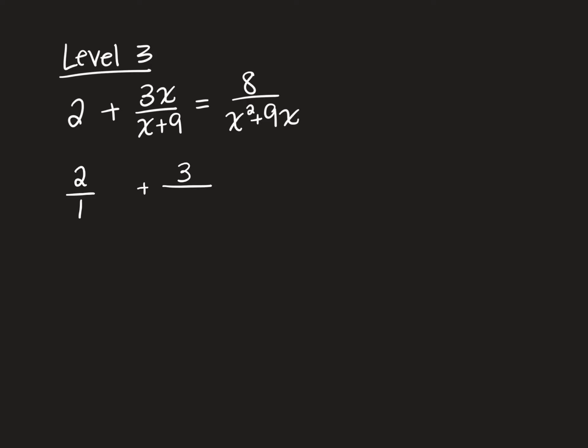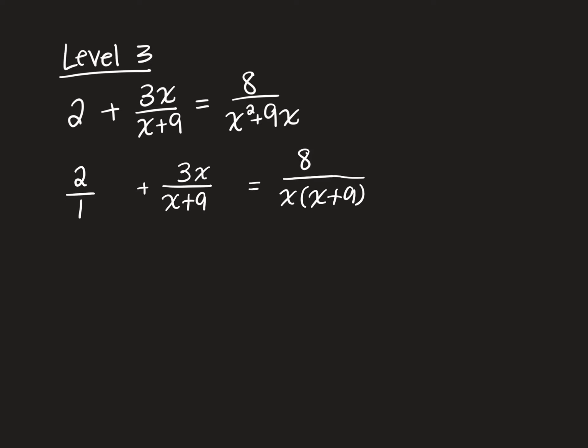And I'm also thinking about factoring as I go. X plus 9, that's not factorable. That's a prime factor. However, x squared plus 9x, we can factor that because there's a greatest common factor that we can take out of that. So we would have x times x plus 9 would be the way to factor that denominator. Now we can start thinking about getting common denominators the whole way through.